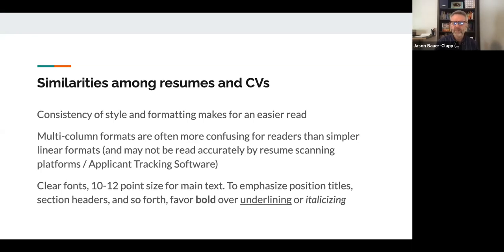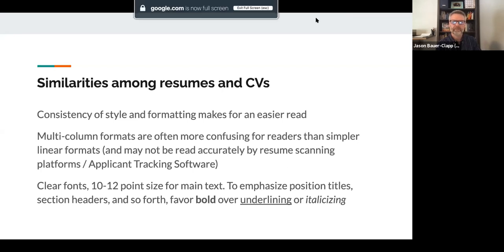Use clean fonts: Times New Roman, Arial, Calibri, Georgia, things that are just professional, clean, easy to read. A lot of resumes and CVs that I see are 11 point for their main text size, maybe a little bit larger for other categories. I've seen these documents maybe go down to 10 point. I wouldn't go any less than that. And my suggestion here is, if you're going to emphasize something, bold tends to be easier on the eyes than underlining or italicizing. Just a little bit cleaner overall, presentation-wise.